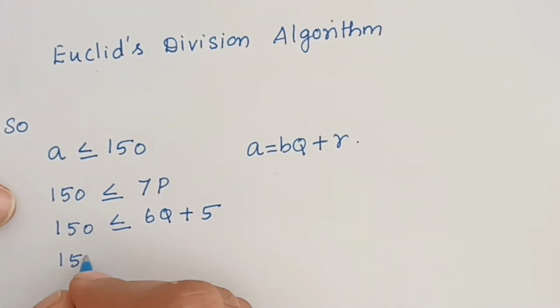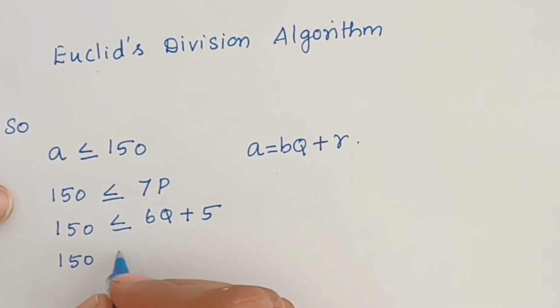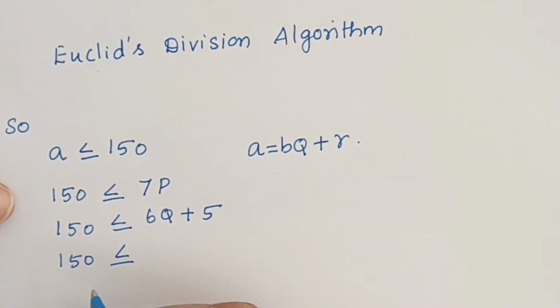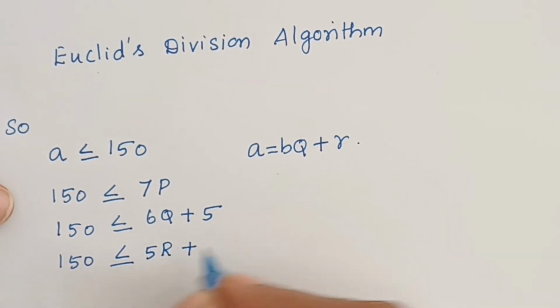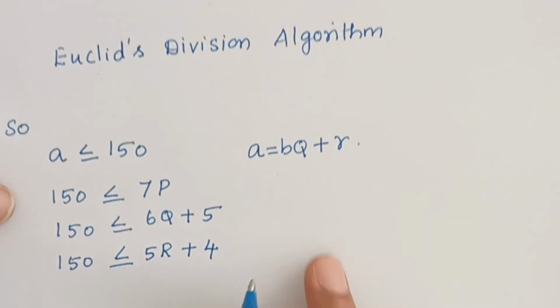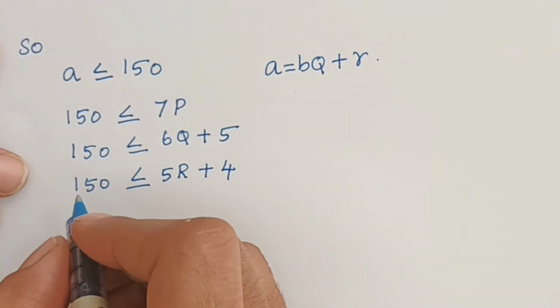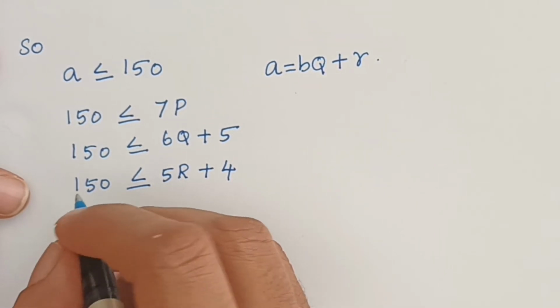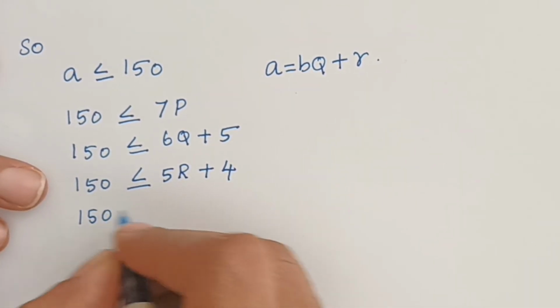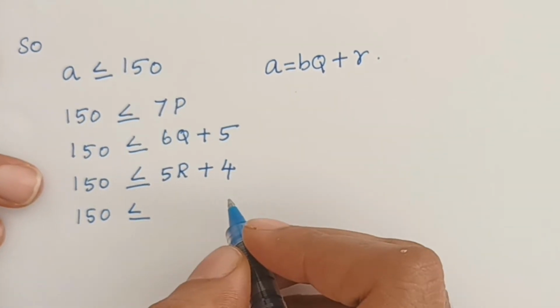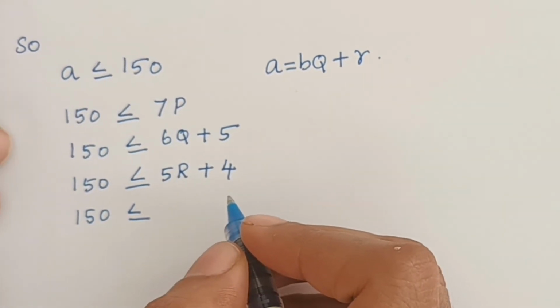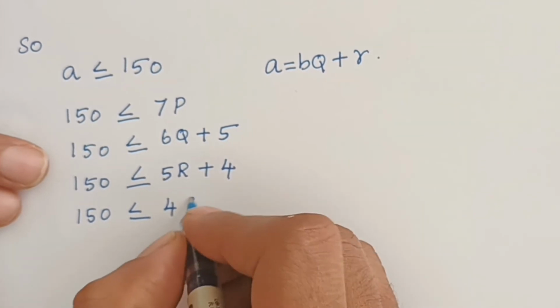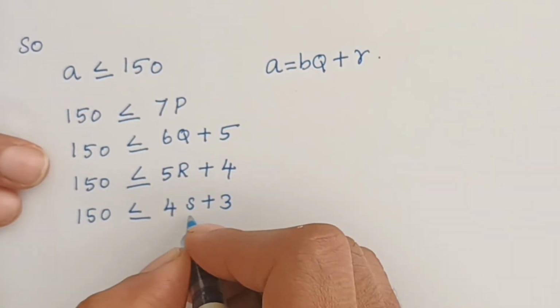Next one, if counted in fives, 4 will remain. So 150 is less than or equal to 5 times the quotient plus remainder 4. Next, if counted in fours, how much remains? If counted in fours, 3 will remain. So 4 times the quotient plus 3.